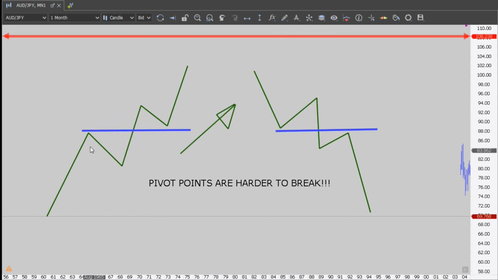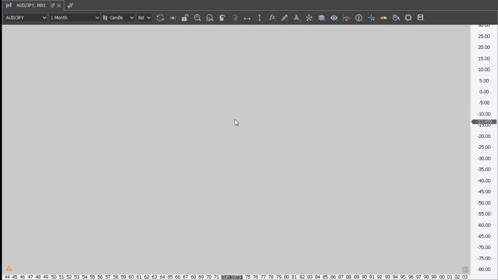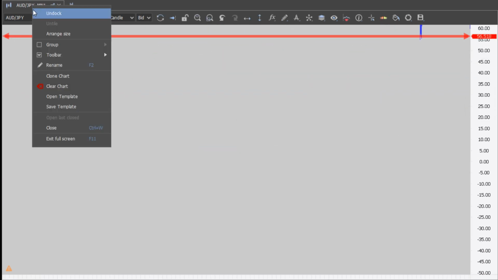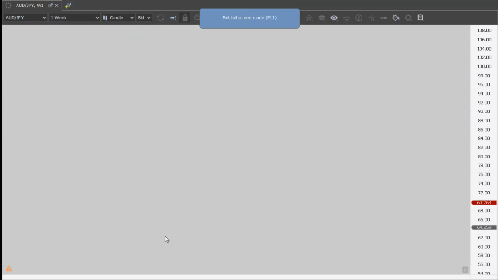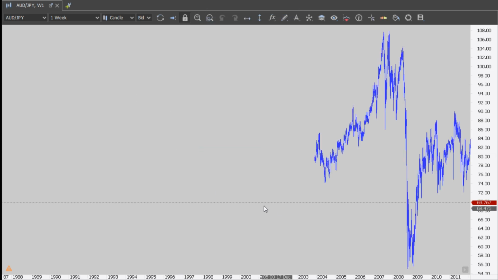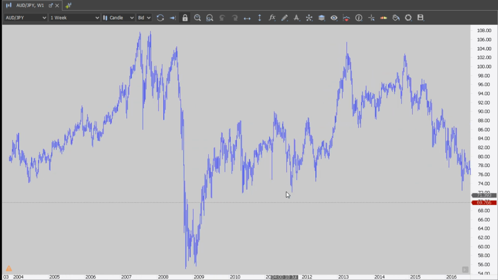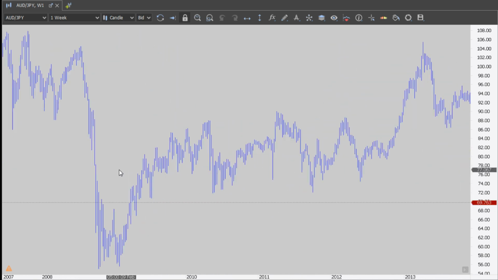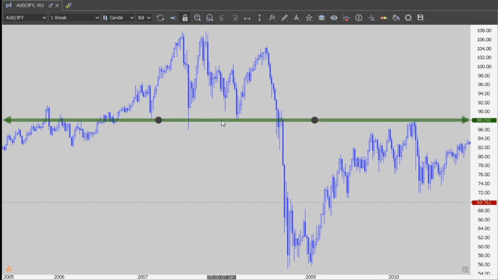So we have resistance here, right? So pivot points are harder to break, and let me see if I can show you. Where is the chart? Just give me a second, everybody. Okay. AUD JPY weekly chart. So let's try to find a pivot point, everybody. We are here. This is just an example, okay?